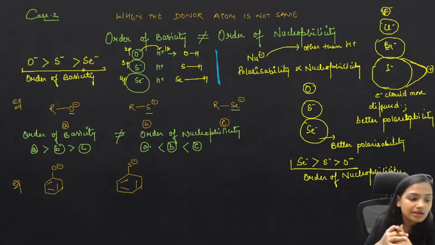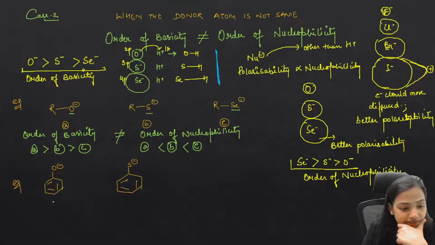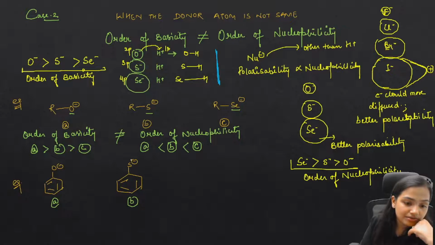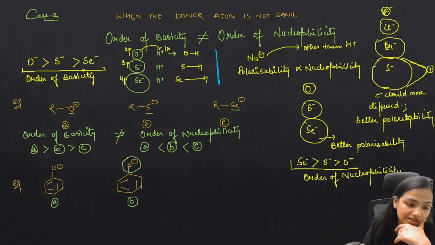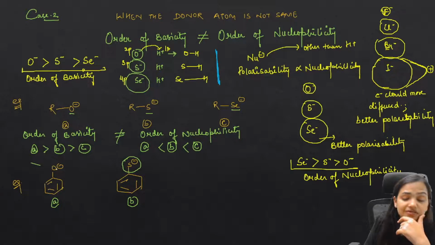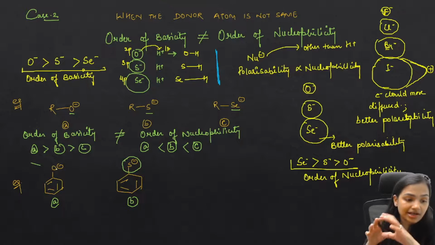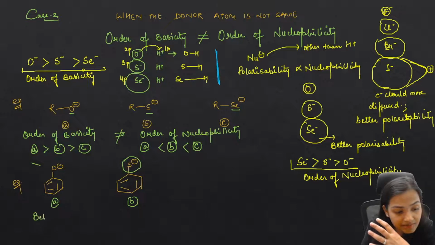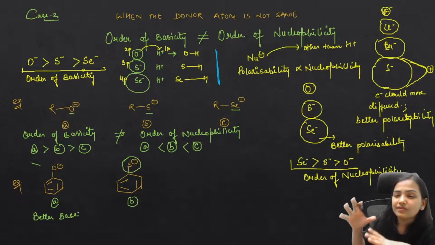Okay, now if we are having another example like this, what is the comparison that we can make? Of course, both are resonance stabilized, but because sulfur is a large size atom, the electron cloud is loosely held. But over the oxygen, which is an electronegative atom, the negative charge will get strongly stabilized, and hence we can say that this is a better base. This is a better base because ultimately it is going to form a strong bond with the hydrogen.